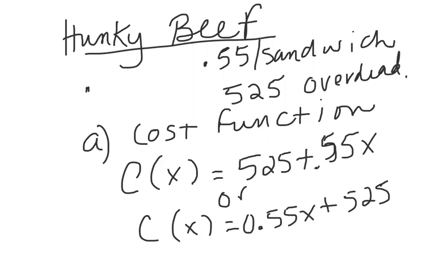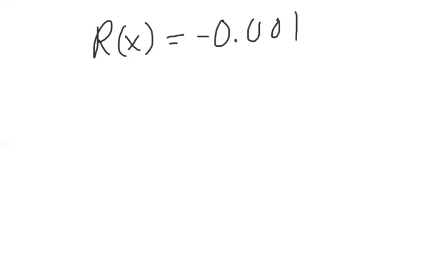Next, we are going to write a profit function. In order to write the profit function, within the problem they're going to give us the revenue function. By the way, revenue is how much money is collected by the business. This is the revenue function right here: negative 0.001x squared plus 3x.